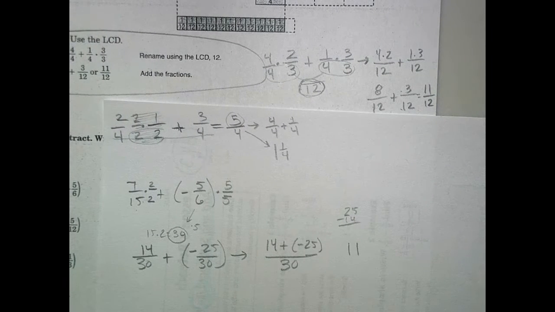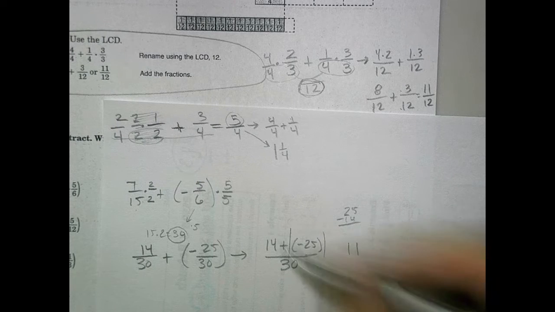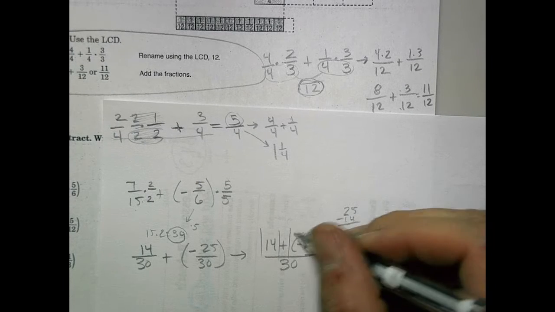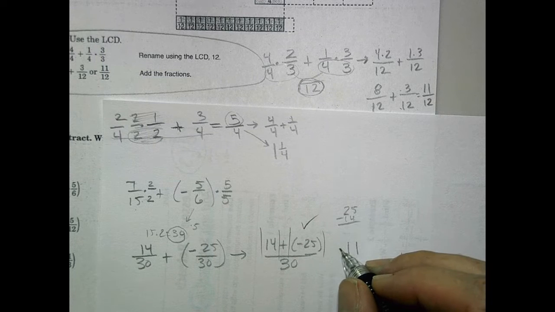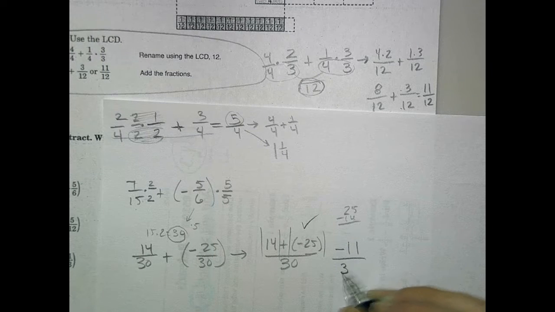Which one has a greater absolute value? Negative 25 or 14? Negative 25 does. So it's going to stay negative 11 over 30.